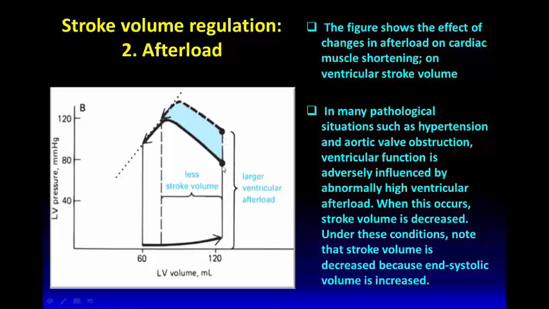Thus, the increased left ventricular afterload would result in a slower velocity of shortening of the left ventricular myocardial fibers, and hence the volume of blood which remains in the left ventricle by the end of systole is now larger than when the left ventricle has a normal afterload. Hence, the stroke volume is decreased.